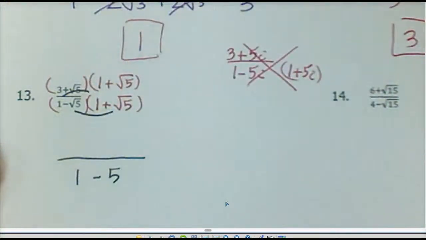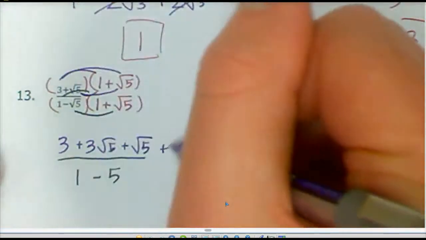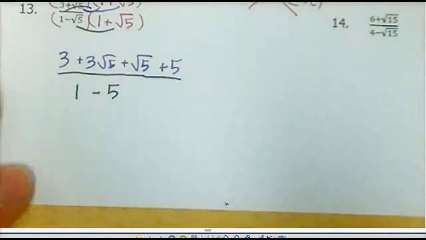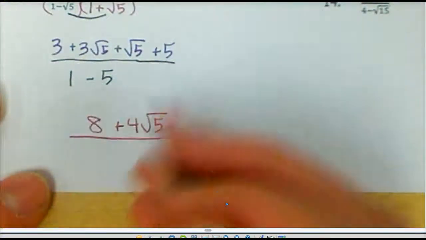On the top, I'll need to actually go through and FOIL. So 3 times 1 is going to be 3. 3 times radical 5 is 3 radical 5. Then we have a radical 5 times 1, which is a plus 1 radical 5, and radical 5 times radical 5, which is a plus 5. Notice if you're doing this correctly, your first and last terms become whole numbers, and your middles are going to stay radicals. So do some simplifying here. We have 3 plus 5 on the top, which is 8. 3 radical 5 plus radical 5 is plus 4 radical 5. On the bottom, I just get a negative 4.